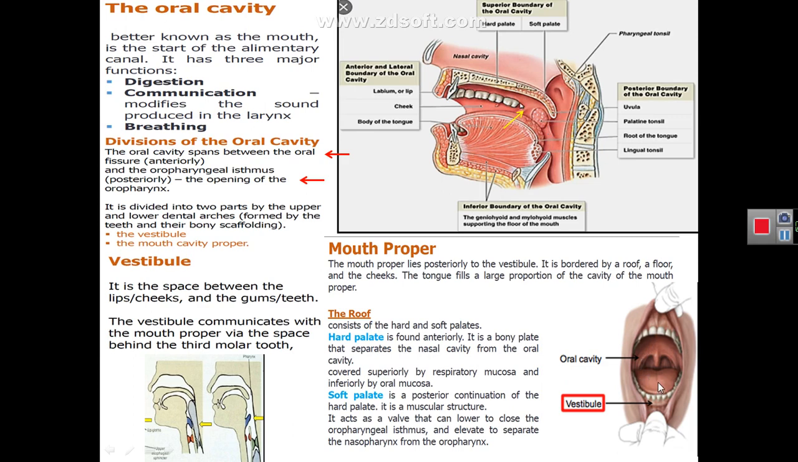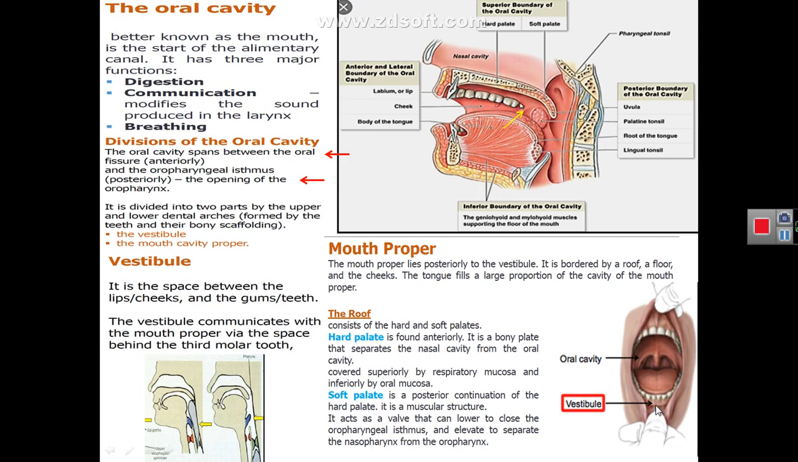Actually, the oral cavity has two parts. The first part is located to the outside of the teeth, outside the gum, and outside the alveolar processes inside the gum that carry the teeth, whether these alveolar processes are of the maxilla for the upper teeth or the mandible for the lower teeth. So the space to the outside of the teeth, the gum, and the alveolar processes of the maxilla or mandible is called the vestibule of the mouth.